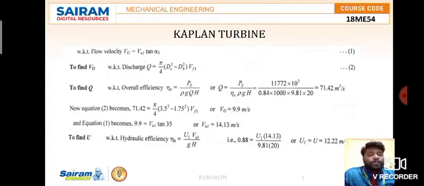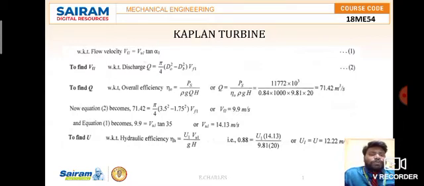We have another formula, the discharge formula: Q is equal to pi by 4 into (d naught square minus dB square) into Vf1. From this we can find out the flow velocity. Outer diameter is given and boss diameter is given, but we do not know the discharge again. So we need to check where the discharge is available in some other formula.